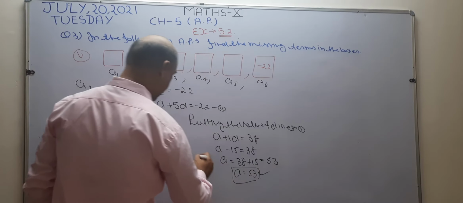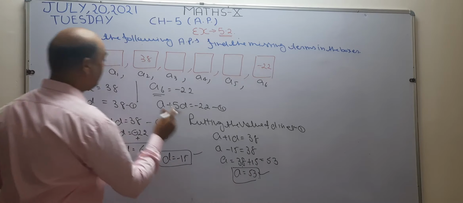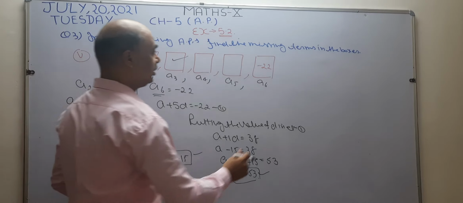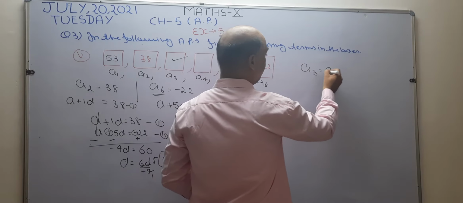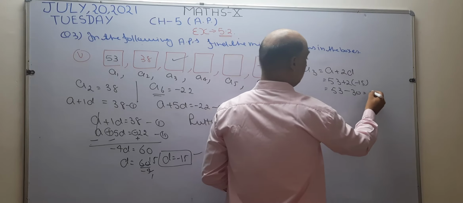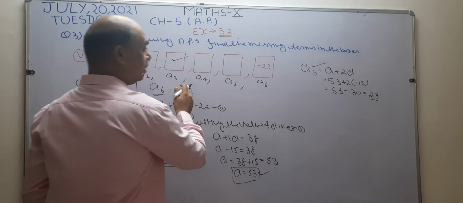After getting the values of A and D, I want to check the remaining parts. A1 is the first term. The first term means 53. Now we are going to check the value of A3, the third term of an AP. How do we find the third term of an AP? The formula is A plus 2D. The value of A is given as 53, and 2 times the value of D. What is the value of D? Minus 15. So you have to write minus 15 here. 53 plus 2 times minus 15 is 53 minus 30. The value becomes 23. So the third term of the AP is 23. So you have to write 23 here.